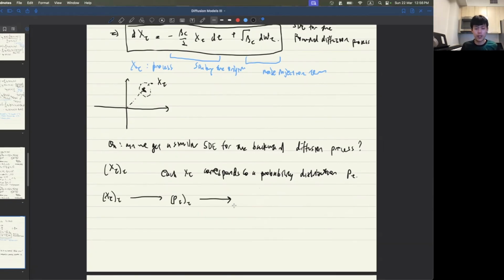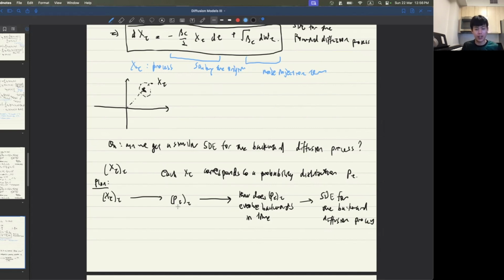So once we have gotten pt, we will try to see how does pt evolve backwards in time. And then we can get the stochastic differential equation for the backward process. So at least this is the plan. Now we have to execute it. We need to find out how to solve each of these three arrows.